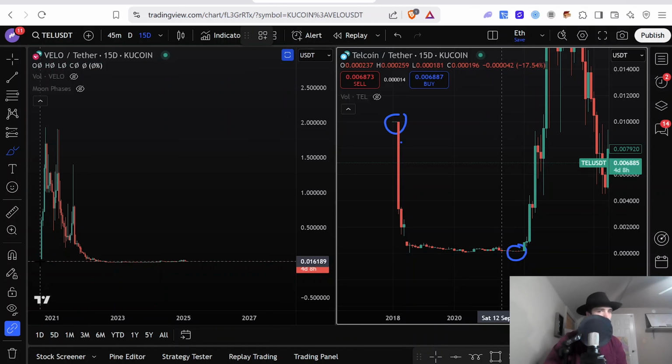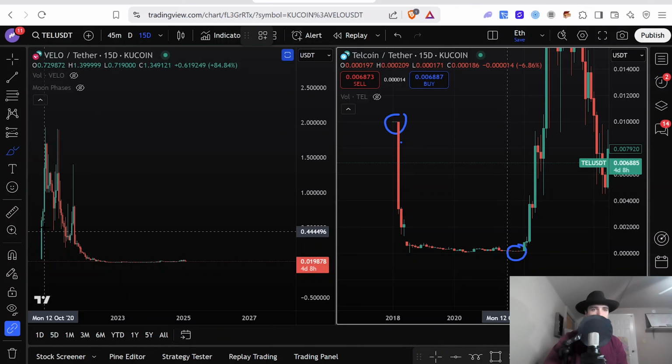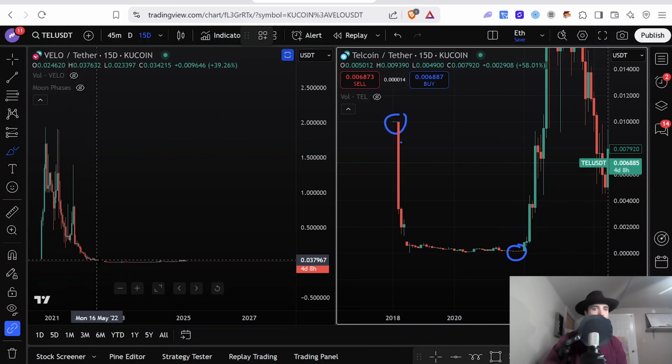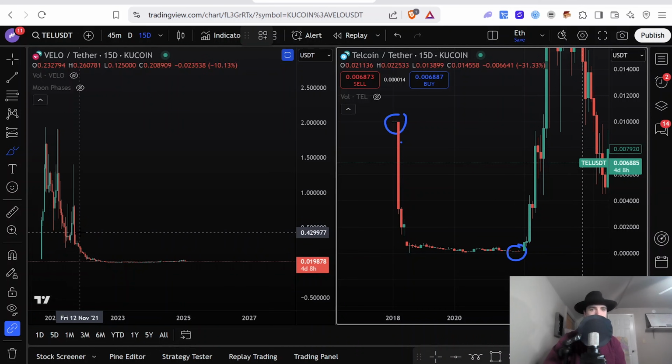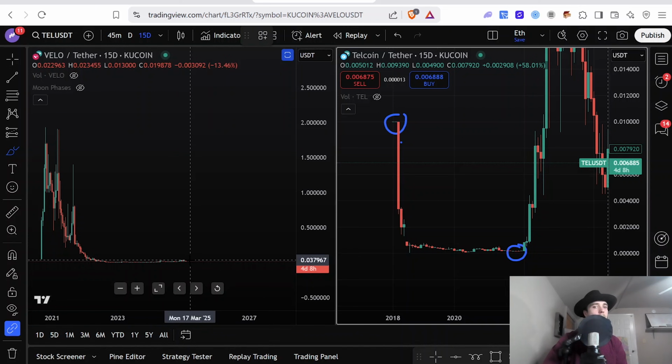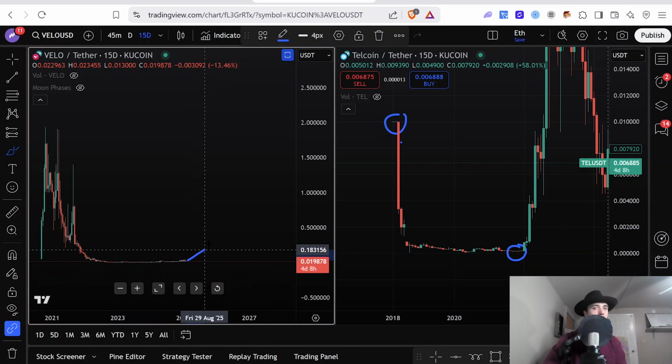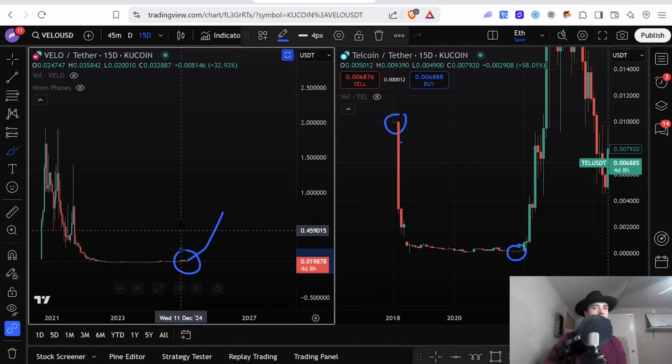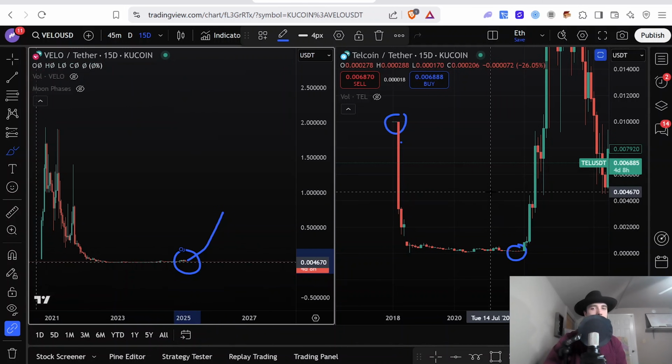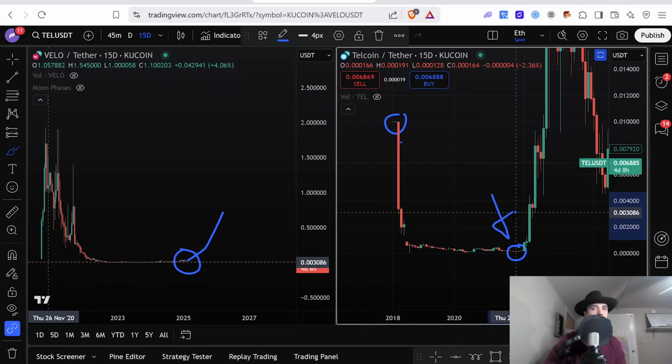It got added to exchanges. There was a bit of an initial pump here, which was really big, but then it crashed because crypto was not in a bull market when Velo really got popular. It was just at the very end of a bull market. And now crypto is in a bull market and we're just starting a new one and going full force. So really Velo is right here, just like how Telcoin was right here in its cycle before Telcoin took off.